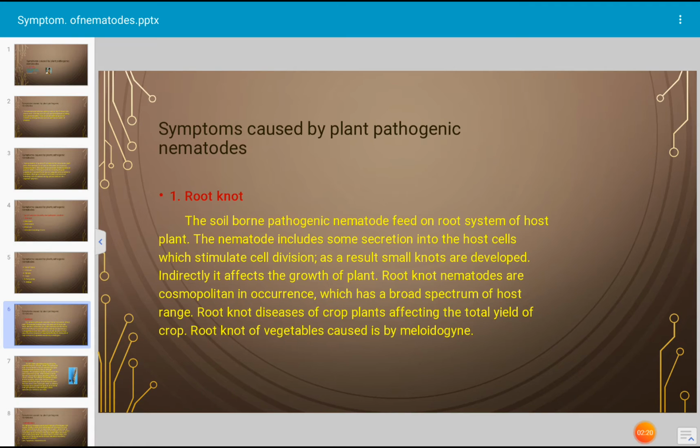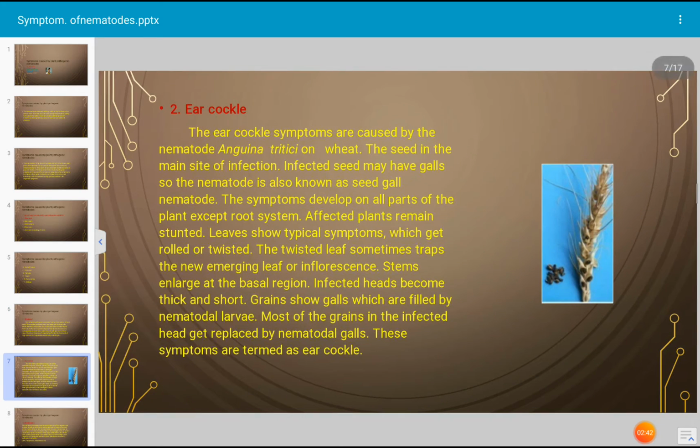These are the most prominent and easily recognizable symptoms. Root knot symptoms are characterized by formation of small outgrowths on the root system of certain vegetables due to infection of soil-borne nematodal pathogens. Root knot diseases are very common in several types of vegetables. Next, another type of symptom, that is ear cockle.